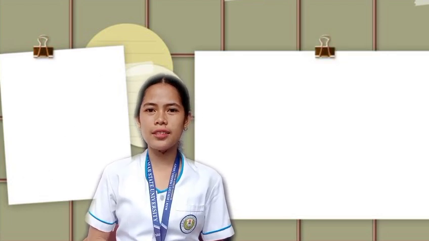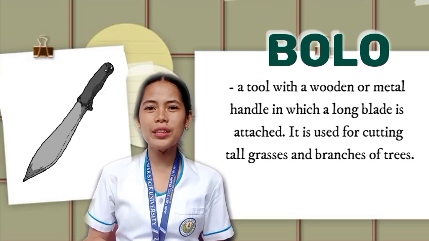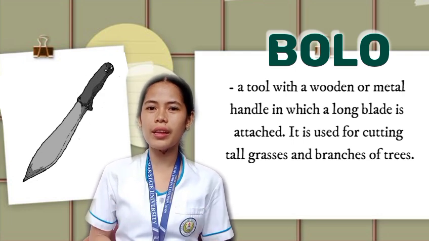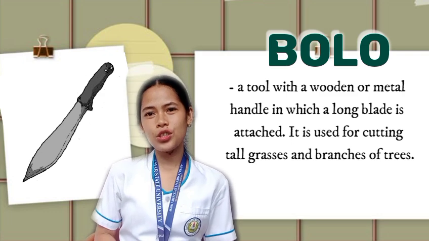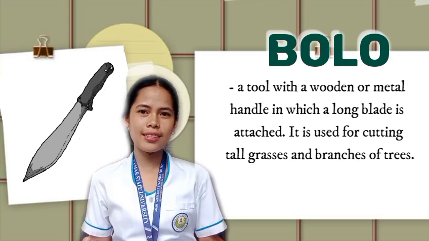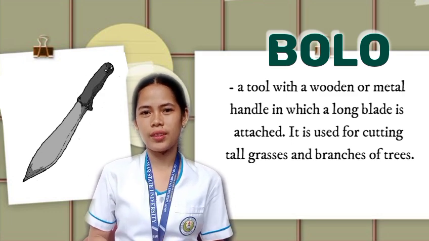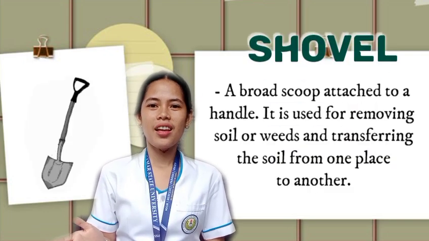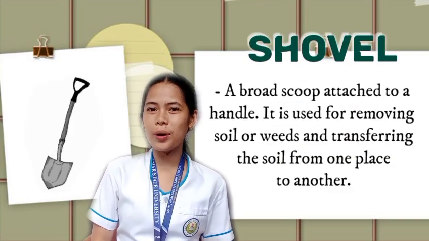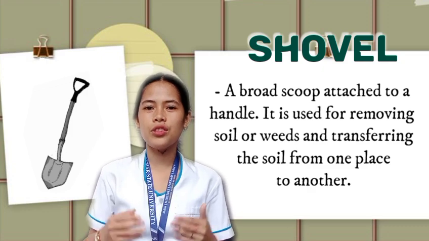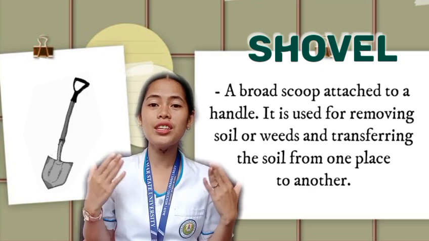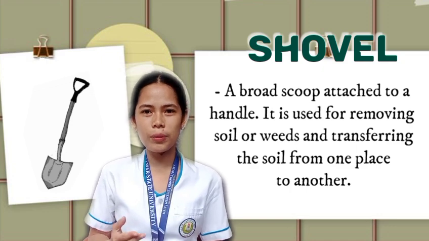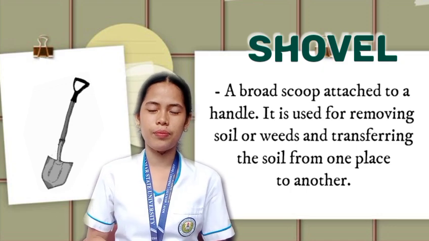Another tool is the bolo. Bolo is a tool with a wooden or metal handle in which a long blade is attached. It is used for cutting tall grasses and branches of trees. Another is the shovel. Shovel is a broad scoop attached to a handle. It is used for removing soil or weeds and transferring the soil from one place to another.